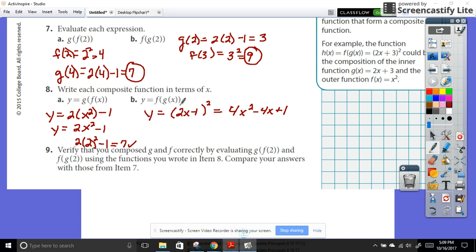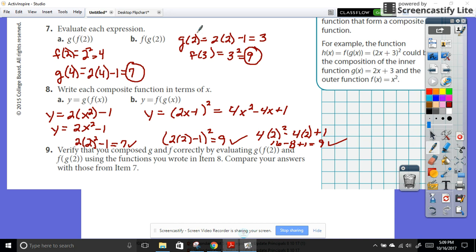For this one, you can plug it in either one. You plug it in right here, you get 2 times 2 minus 1. We square it. 2 times 2 is 4. 4 minus 1 is 3. 3 squared is 9. Or you plug it in right here, and you get 4 times 2 squared minus 4 times 2 plus 1. 4 times 4, that gives you 16 minus 8. 16 minus 8 is 8. 8 plus 1 gives you 9. So we got 9 in both cases. So that's one way that we can know that we were right.